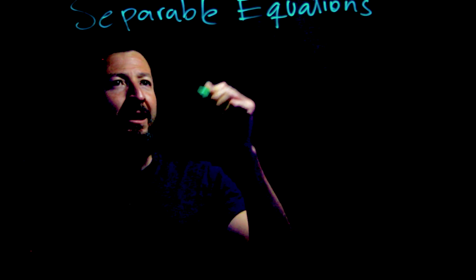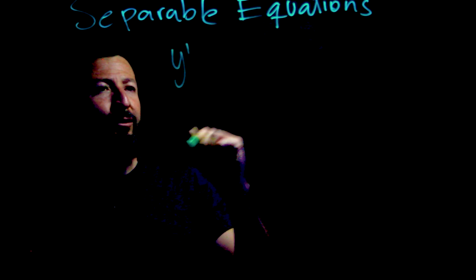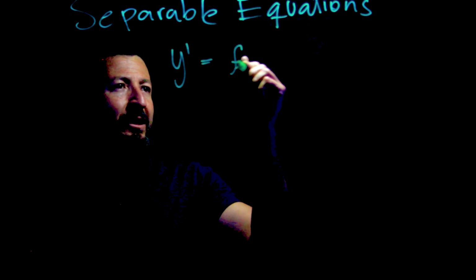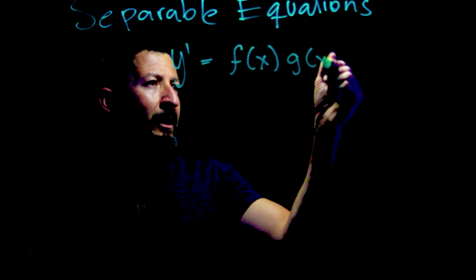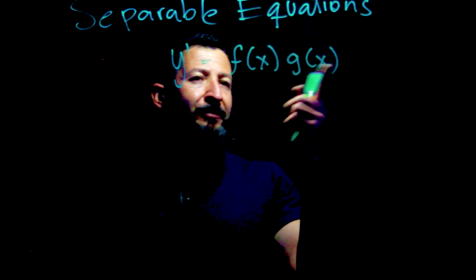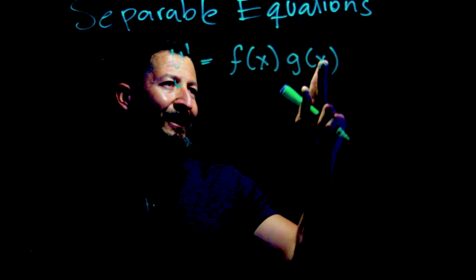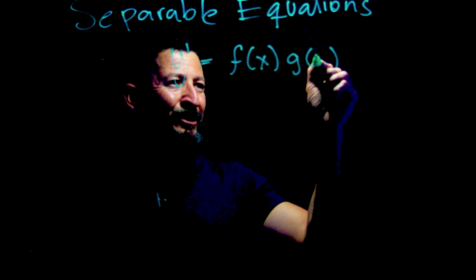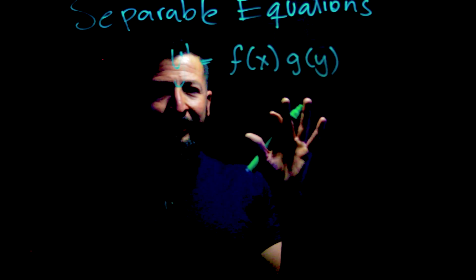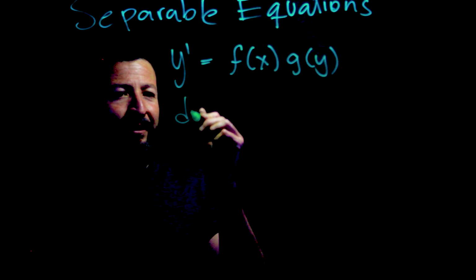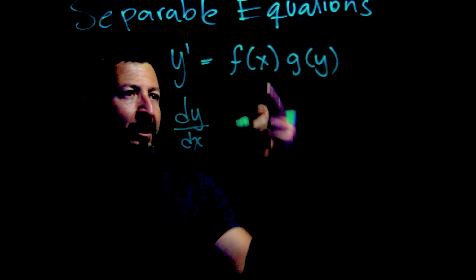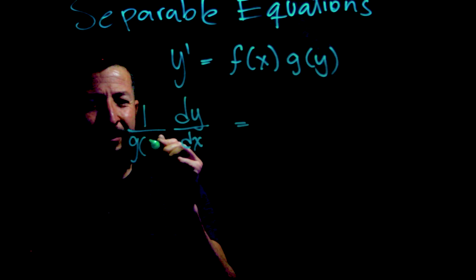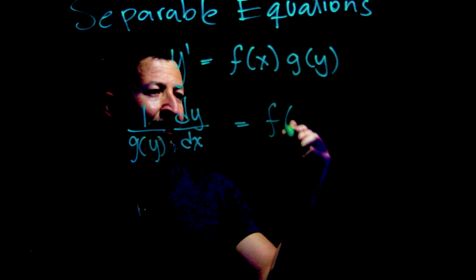So this is going to be used whenever you have differential equations of the form y prime, and I'm going to assume y depends on x, of the form f of x times g of y. I meant g of y. So with something like this, you can write this as dy over dx. You can divide both sides of the equation by g of y, and then get here f of x.